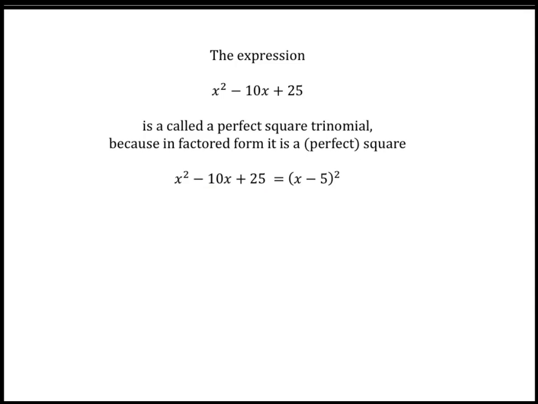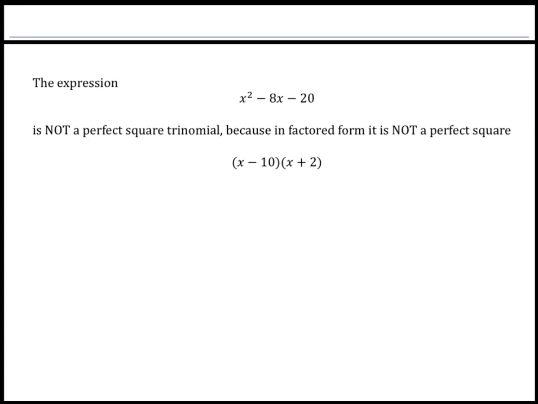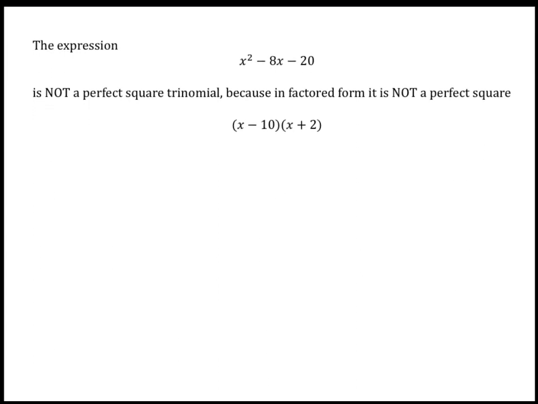For contrast, let's look at the expression x squared minus 8x minus 20 and notice that it is not a perfect square because in factored form it is not a square at all. And notice the pattern that we just talked about does not hold. 20 is not the square of anything here, and this number is not double anything here. That pattern is not here.